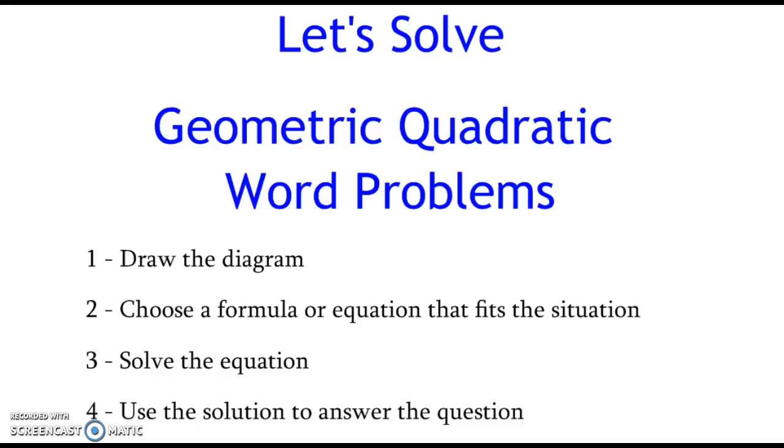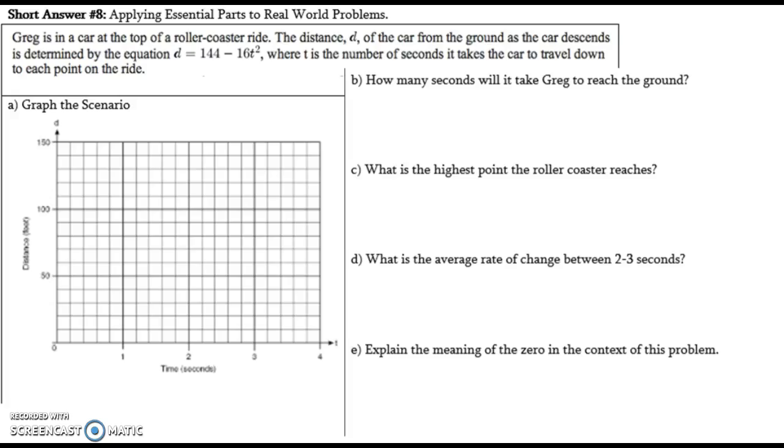So we're going to try to apply these 4 steps to the word problems that I gave out in class. This first one talks about a roller coaster ride. Greg is in a car at the top of a roller coaster ride, and of course, just like any problem, we're going to try to annotate it. The distance of the car from the ground as the car descends is determined by this equation. So we have an equation here that's given to us, and it says that t is the number of seconds it takes the car to travel down to each point on the ride.